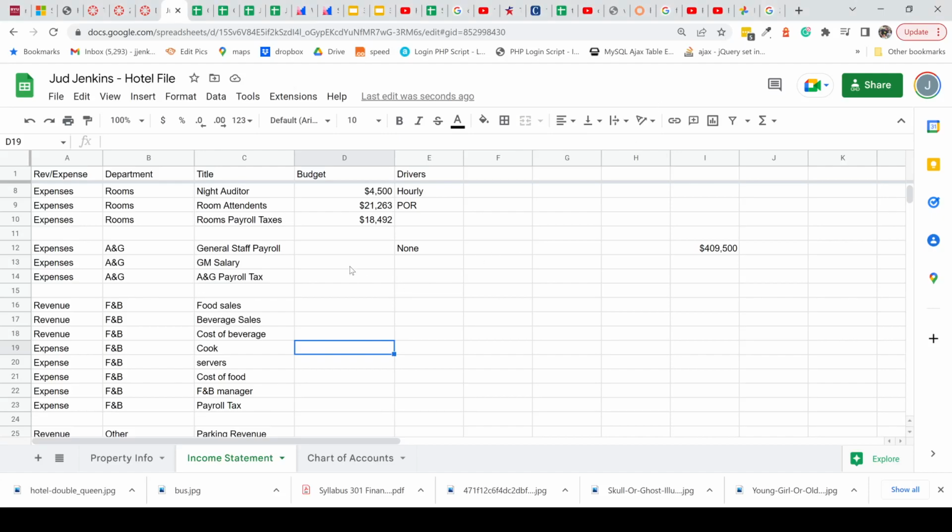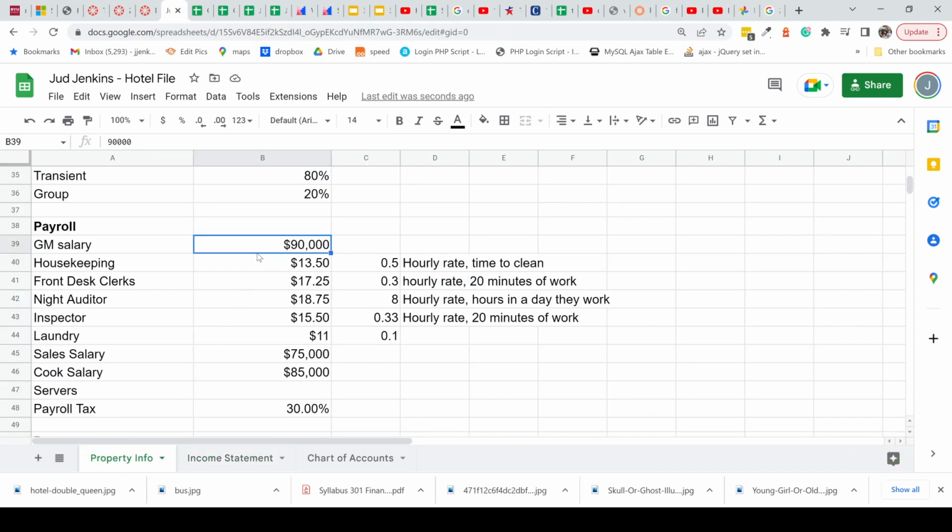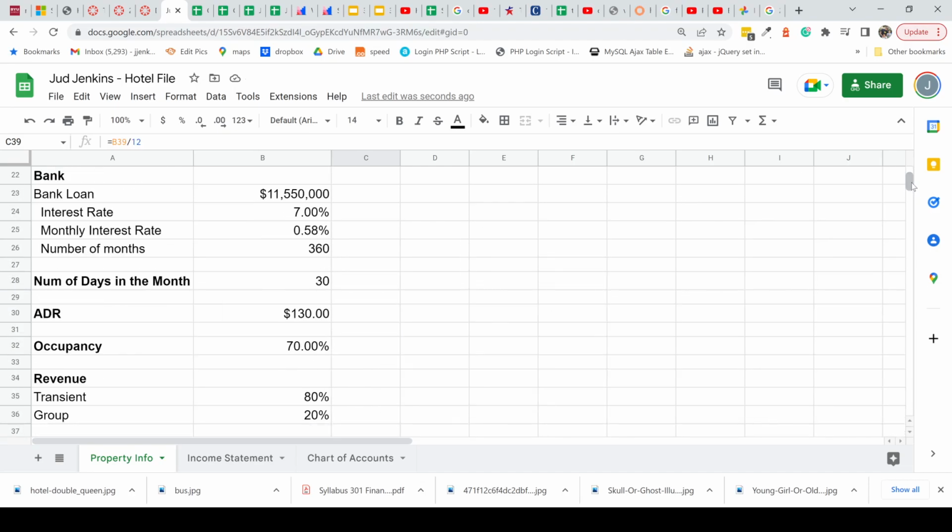All right, I'm going to do the GM salary because this is an interesting one. Let's look over here, and we've got it. It's $90,000. So we can do one of two things. We can say this is the GM salary for a year, and we need it monthly. You can either go right here and go 90,000 divided by 12 months, which is fine. That gives you 7,500.